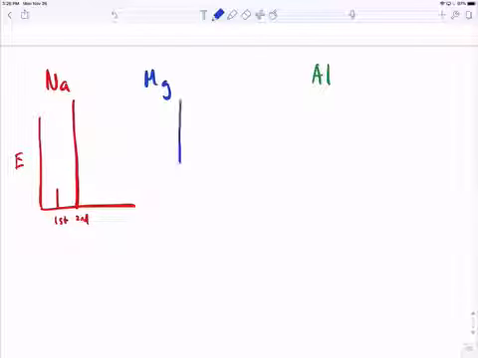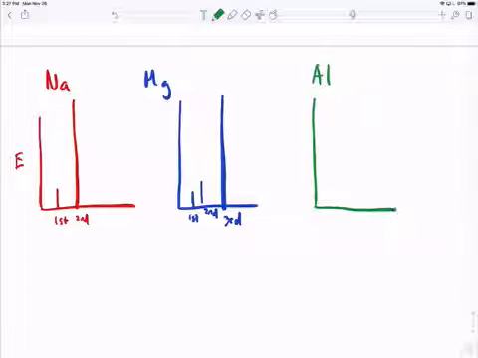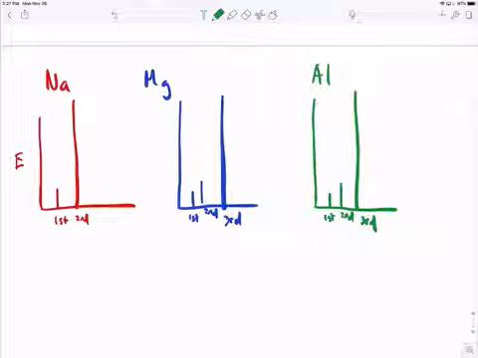If you look at magnesium, same thing, here is like the first. And the second one's going to be a little bigger because as you rip electrons off, the ion shrinks. So it's harder to rip the other electrons off. But then the third one is just huge. And then for aluminum, same idea. This would be the first. Here's the second. And then the third is just huge.